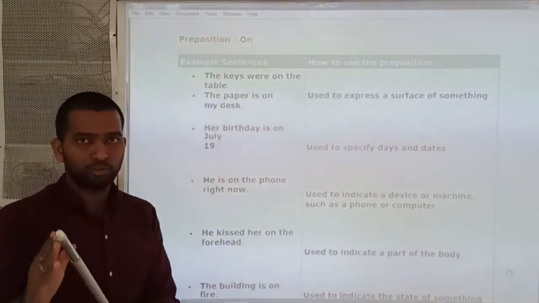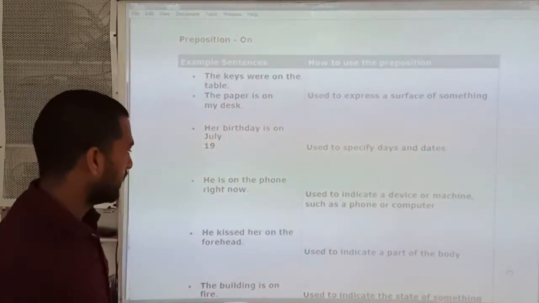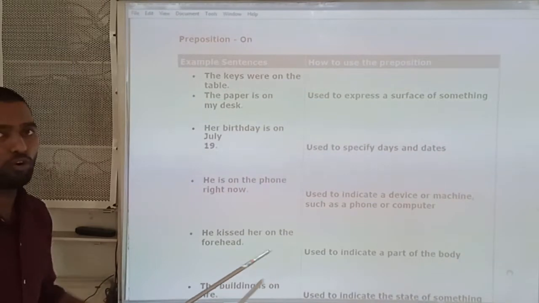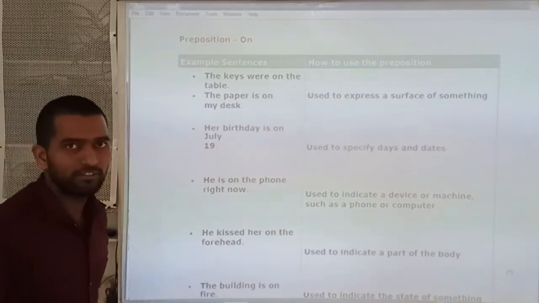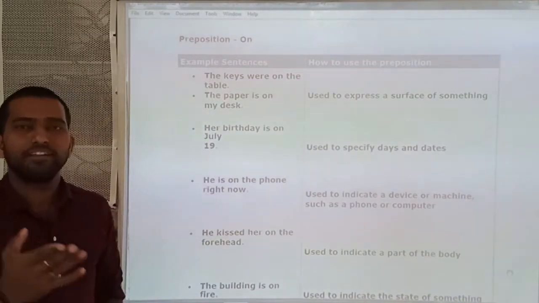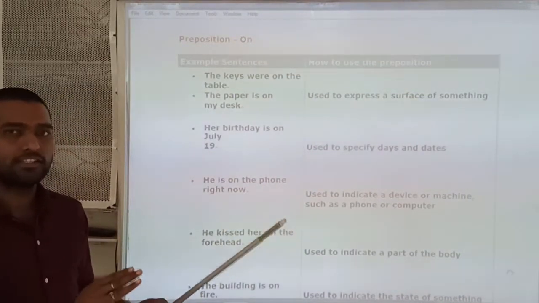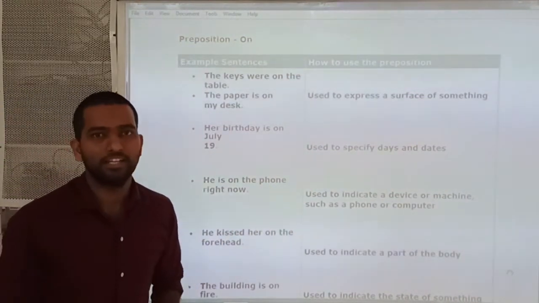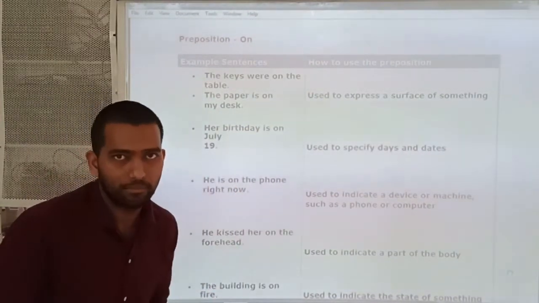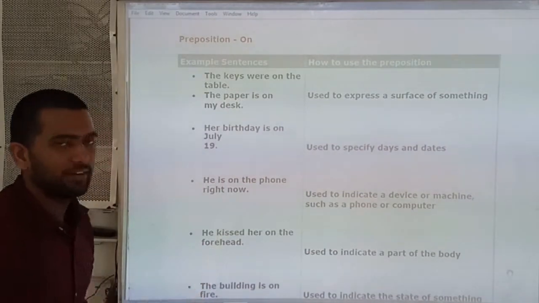Next, use it to indicate a part of a body. On is also used to indicate a part of a body. Part of a body means, look at this example, he kissed her on the forehead. Forehead is a part of a body. Yes sir? Next, let us take one more example, like the snake bit me on my leg. So, when we use it to indicate parts of a body, we use the preposition on.